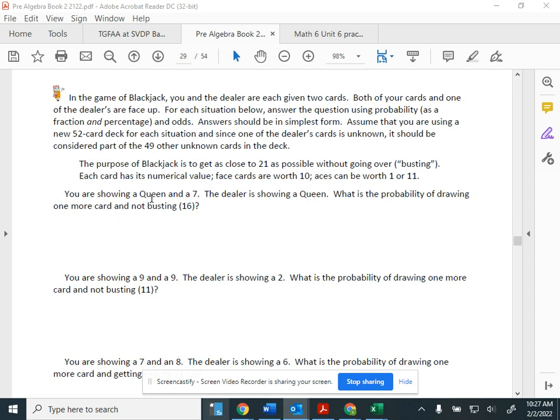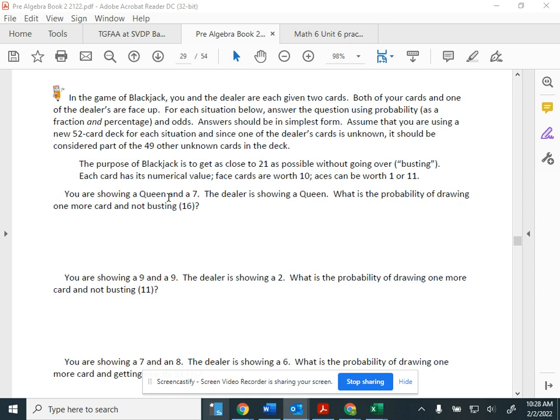You are showing a queen and a 7. The dealer is showing a queen. What is the probability of drawing one more card and not busting? So if we have a queen and a 7, we're at 17. We need to think of how many cards there are to get to 21. So queen and a 7 is how many points? 17. So we could get an ace.